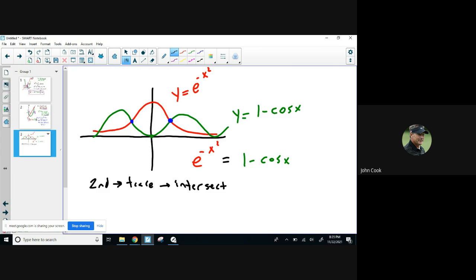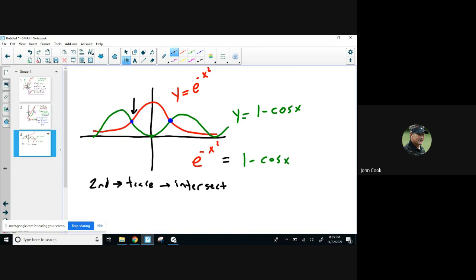And then it says, where does it intersect on the first curve? So you use the left and the right cursors to get as close to one of the intersection points. I'm going to look for this one first. So I'm going to use the cursor to get as close to that point as I can, and then hit enter. And it says, what about the second curve?